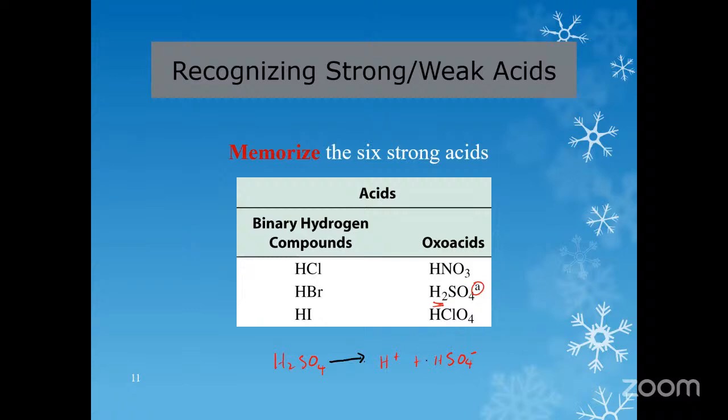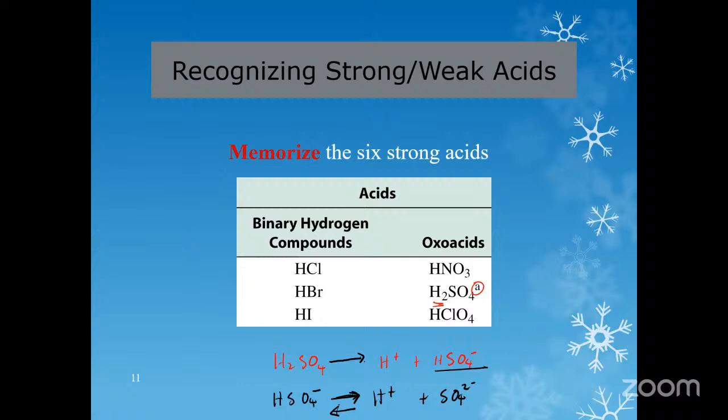Now, this here, the hydrogen sulfate ion, can release another hydrogen ion, like this, to form the sulfate ion. In this case, however, this second dissociation is weak. So therefore, you're going to have the back and forth as far as that second step is concerned, right?